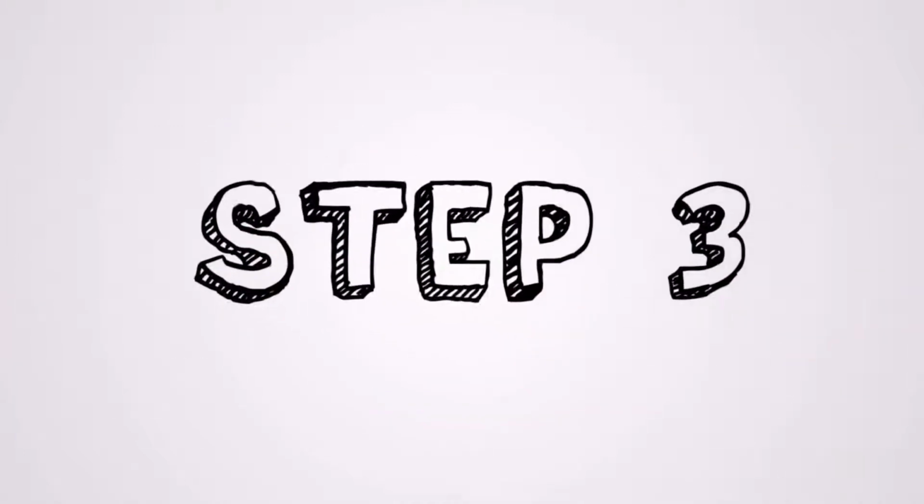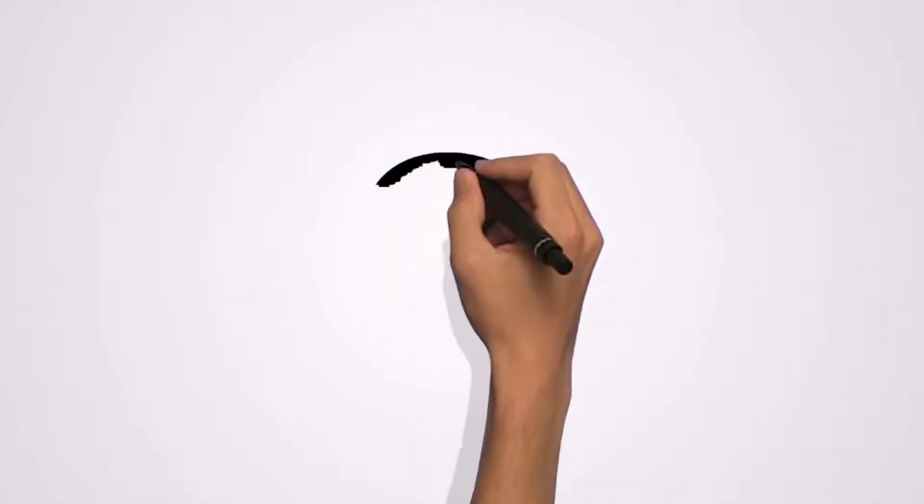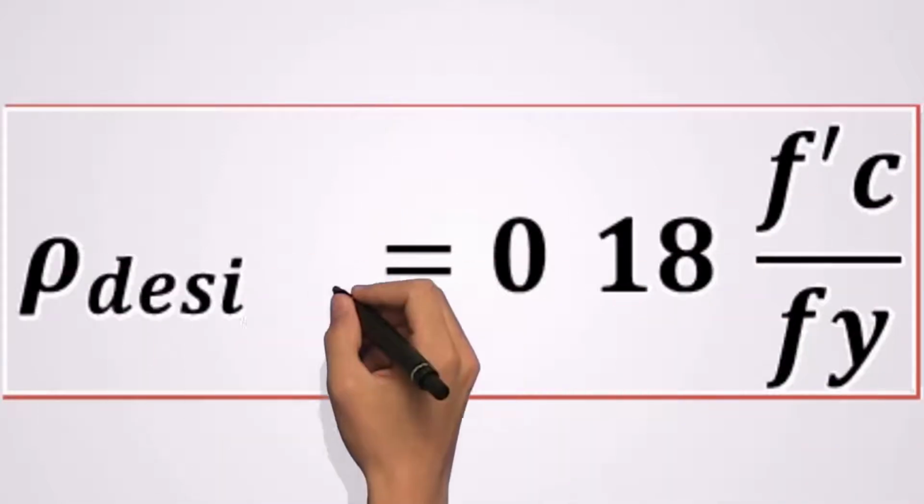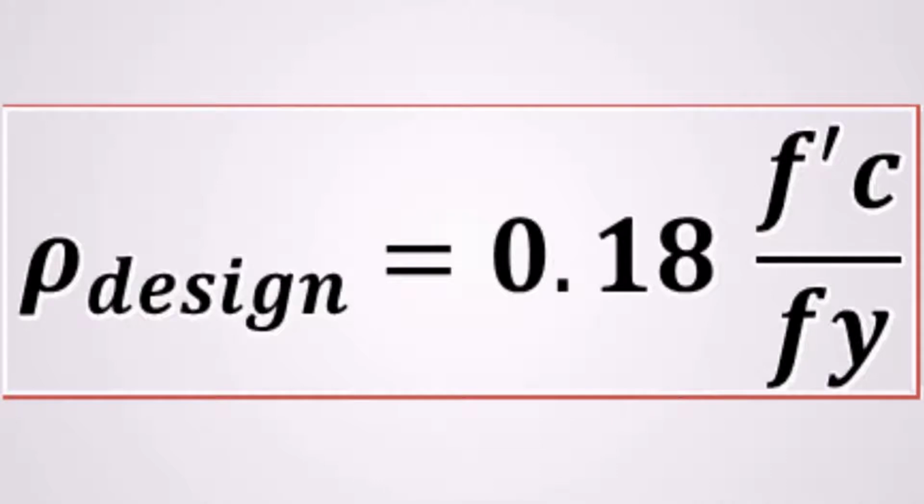Step 3 is we are going to calculate rho for design. So rho is called the reinforcement ratio. The formula for that is 0.18 multiplied by fc' divided by fy. fc' is the compressive strength of the concrete, while fy is the tensile strength of the steel.